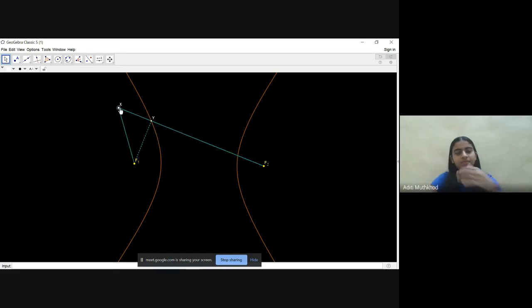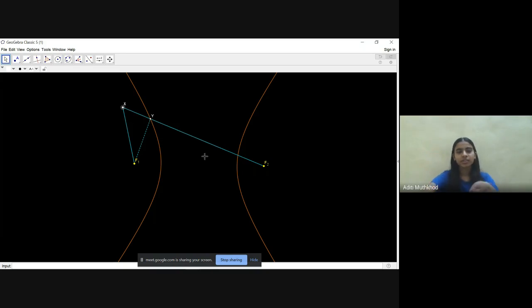So for a hyperbola, the definition is that there are two fixed points, and the hyperbola is the locus of all points y such that the modulus of yf2 minus yf1 is constant. To me that seemed a very weird way to define a locus, but we'll see later why it gives such a nice shape.